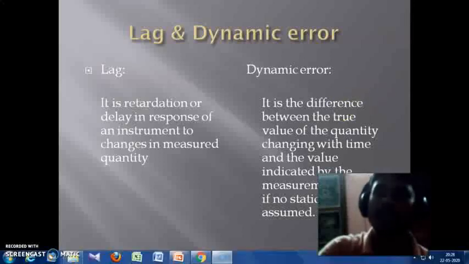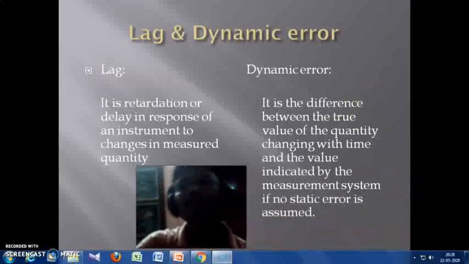Next is dynamic error. It is the difference between the true value of the quantity changing with time and the value indicated by the instrument system, if no static error is assumed. If there is no static error and we are giving some input that is changing in time, obviously we will get some output that is also changing. If there is some error, then this kind of error is called dynamic error. But one thing is important for these characteristics: it should not have any static error.